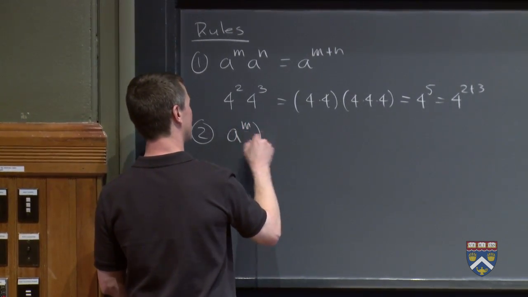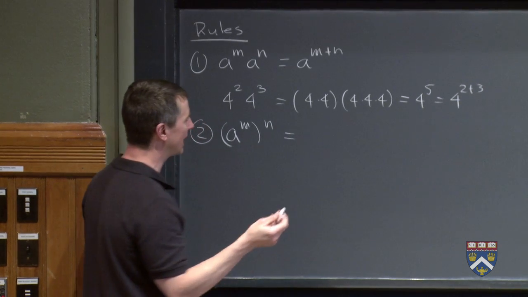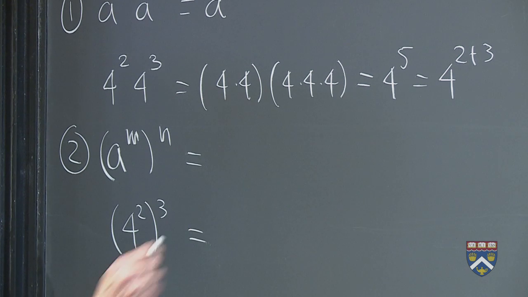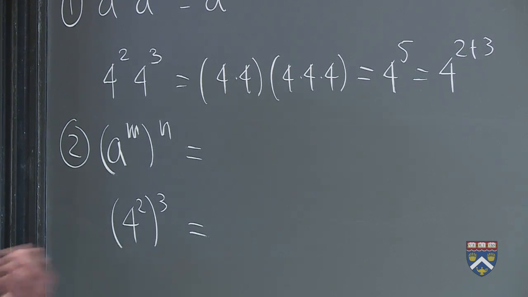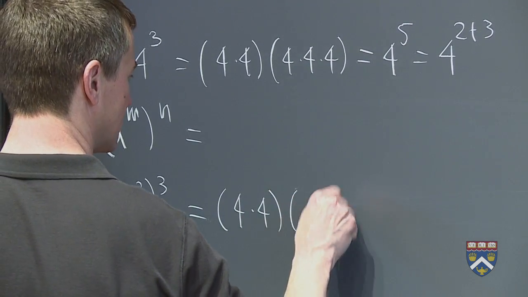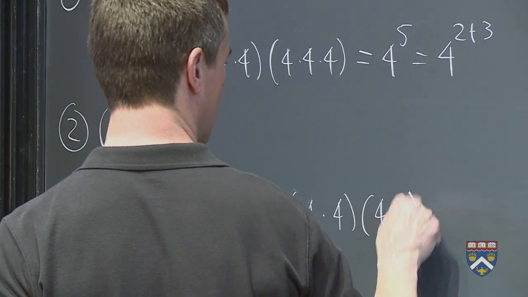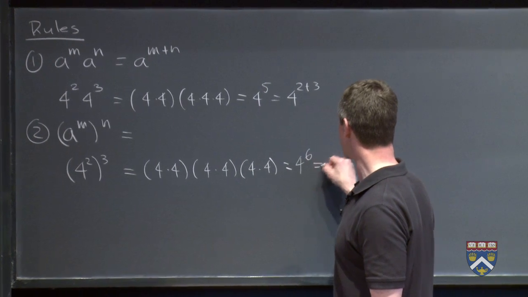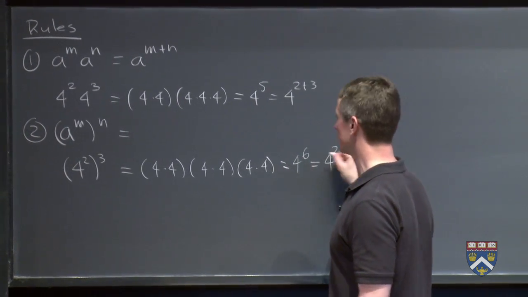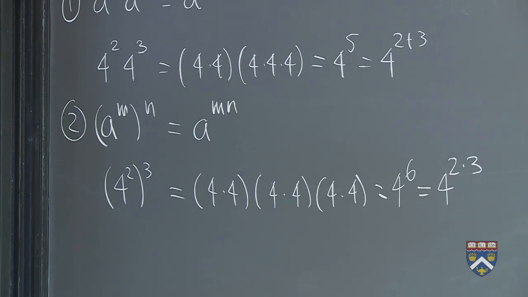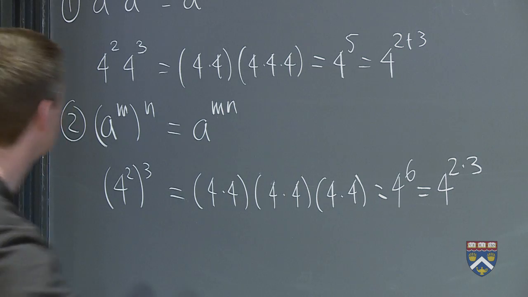What if we have a to the m raised to the n? And again, let's try an example. Suppose that we had 4 to the 2 raised to the 3. What does this mean? 4 to the 2 means you have 2 4s next to each other. This 3 means you have 3 copies of that. So this is supposed to be 4 times 4, and then another 4 times 4, and then a third 4 times 4. So when you count up the 4s, how many 4s did you get? You got 4 to the 6th, and that's because what did you do with the exponents? You multiplied them. So that's our second important exponent rule.